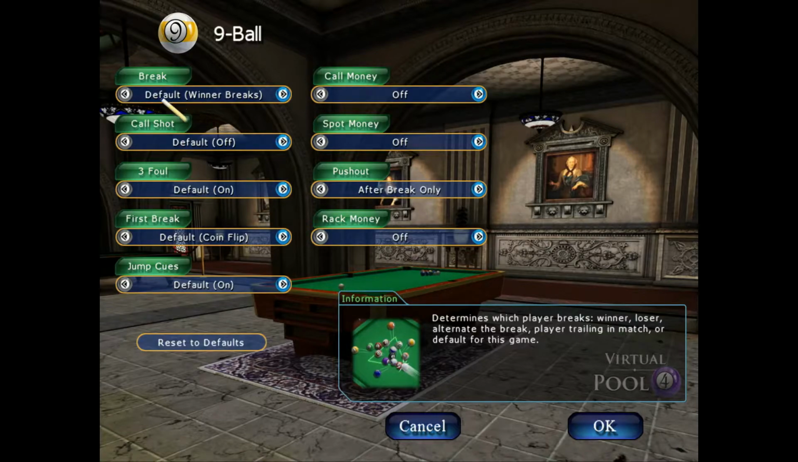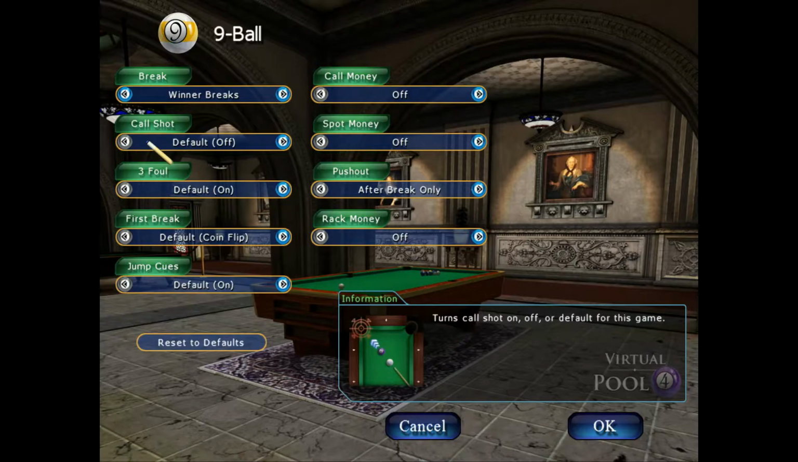So we've got the setup here where it's default winner breaks. You can change those parameters where it's winner breaks or loser breaks. It's not very often you have loser breaks in a tournament. Occasionally you have alternate break, but normally it's winner breaks.